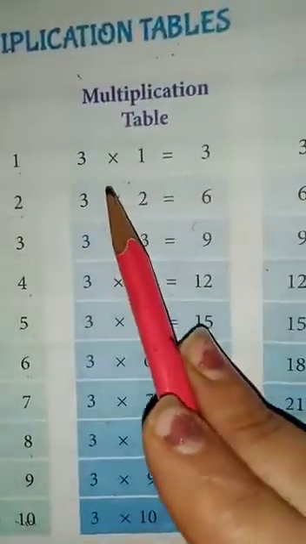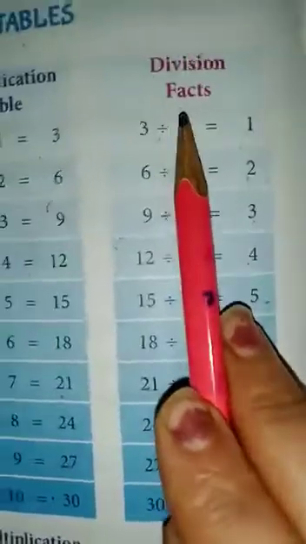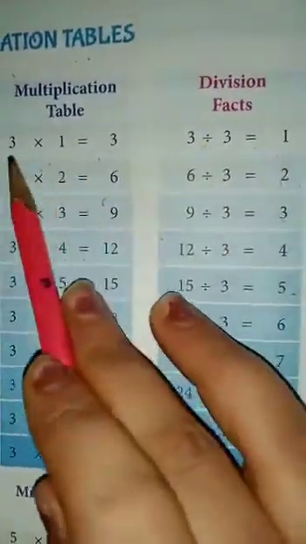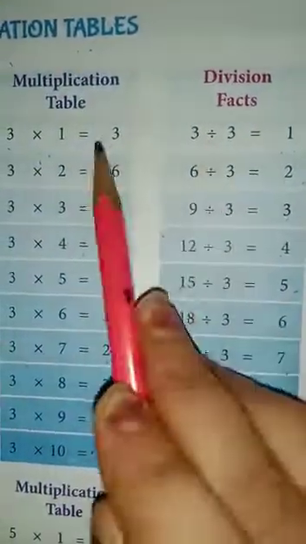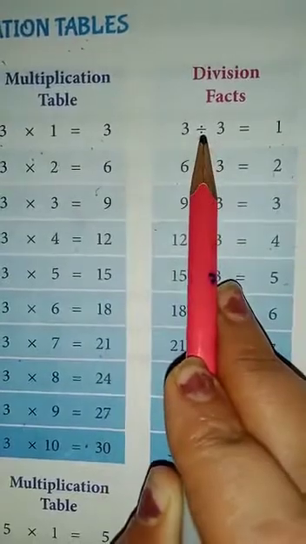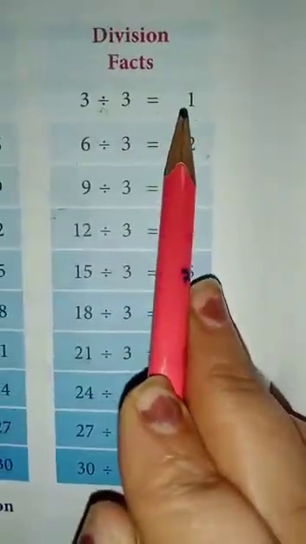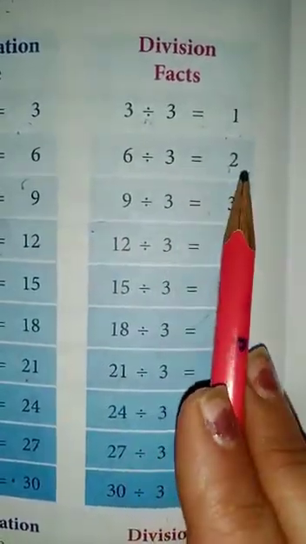So students, we already know the multiplication table of 3. 3 into 1 is equal to 3. Now let's see the division fact of 3. So here 3 divided by 3, this is the sign of division, is equal to 1. 6 divided by 3 is equal to 2.